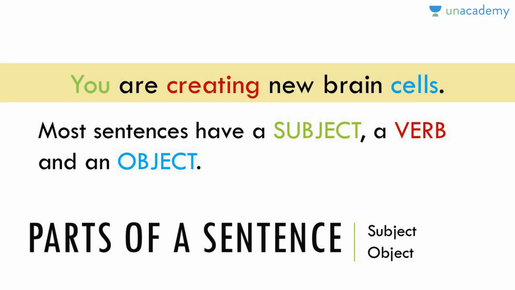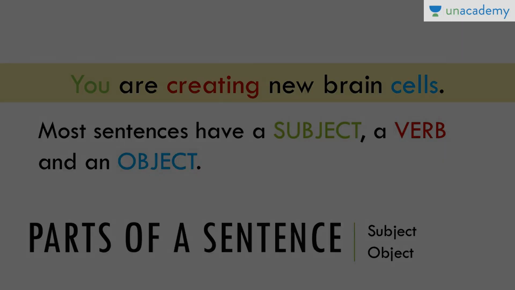First of all, we'll learn about the parts of a sentence, subject and object. For example, in the sentence, "You are creating new brain cells." Like most sentences, it will have only these parts: a subject, a verb, and an object. Now we know already what a verb is, so creating is the verb because it is the action. Let's find out what is the subject and object.